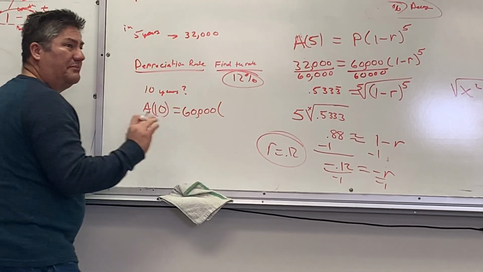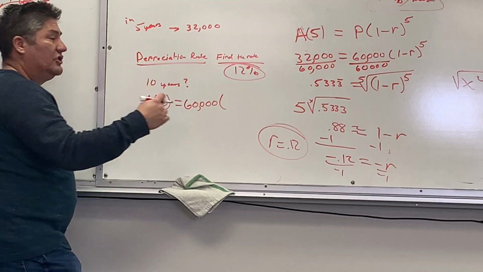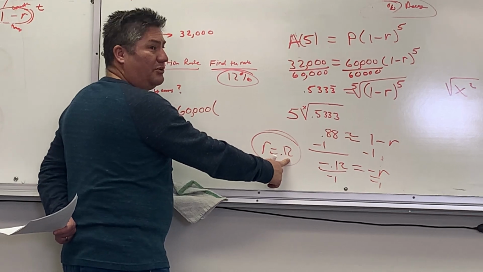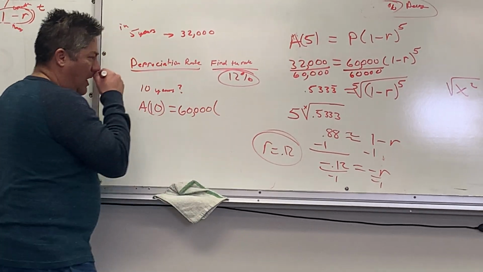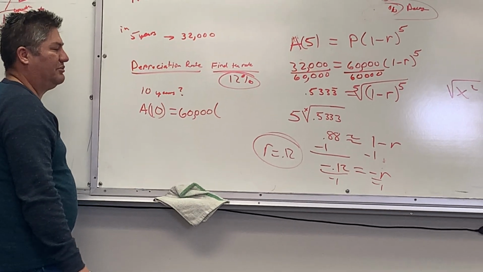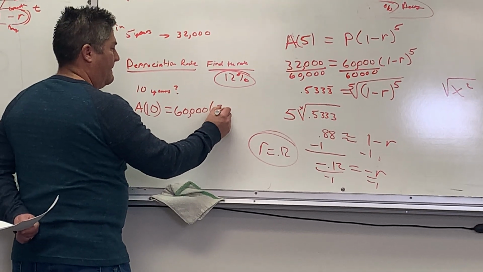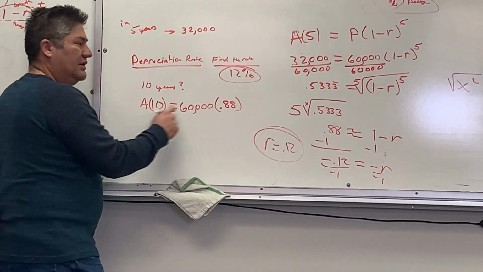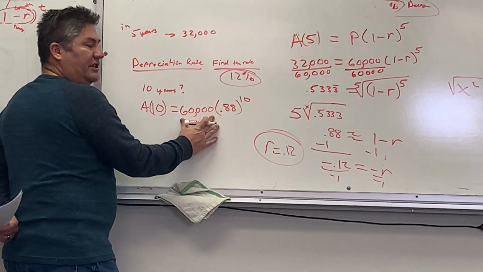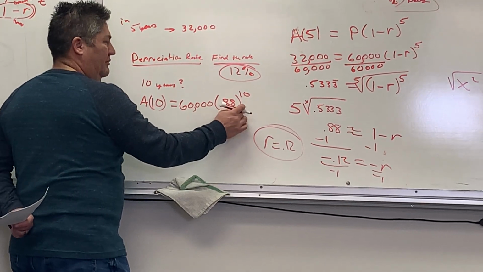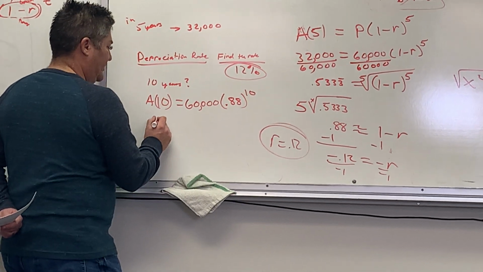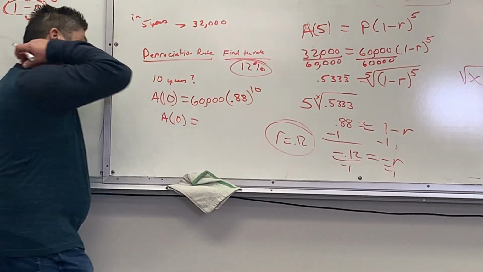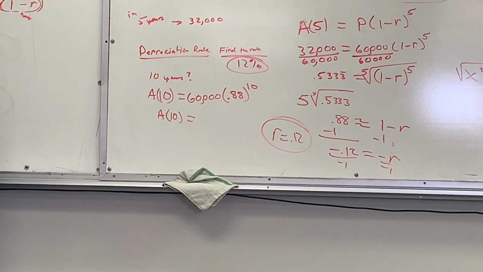I'm going to put in parentheses 1 minus the rate. So 1 minus 0.12 is what? You can do it on a calculator if you need to. What's 1 minus 0.12? 0.88. So 0.88 raised to the, how many years? 10. Liberty, will you do this for us? Do 60,000 parenthesis, 0.88, close parenthesis, raised to the 10. This is the value of the truck after 10 years, how much it's worth. Go ahead, Liberty.